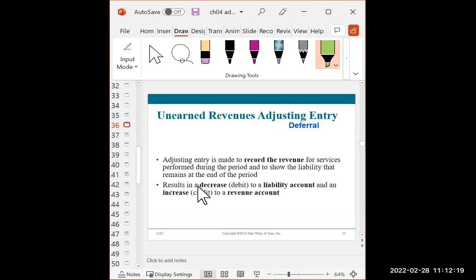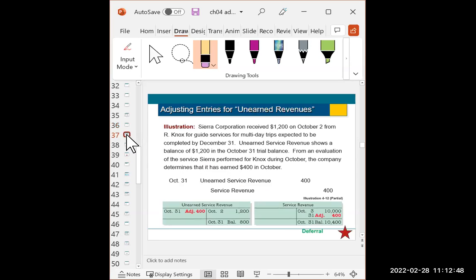So when you do the adjusting entry for unearned revenues, this is important that you will want to note, you are going to debit a liability, which will decrease it, and you're going to credit a revenue, which will increase that. So the adjusting entry for unearned revenues is to debit a liability and credit a revenue. So make a note of that. The adjusting entry for unearned revenues is to debit a liability and credit a revenue. Okay. So we'll look at a sample here.